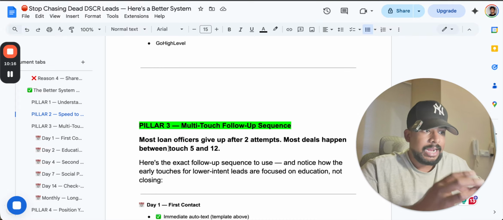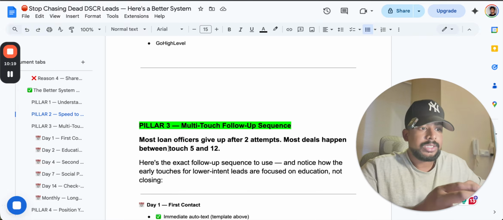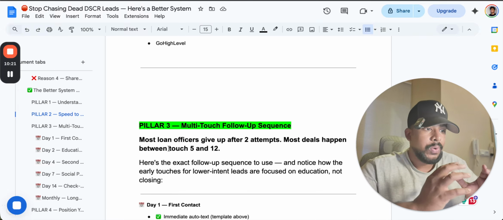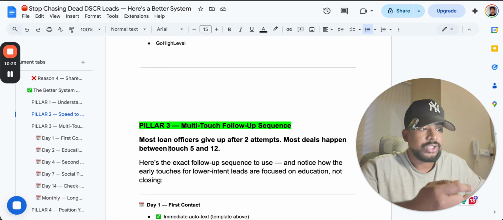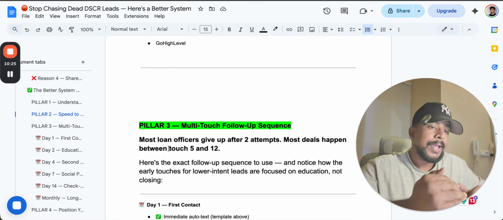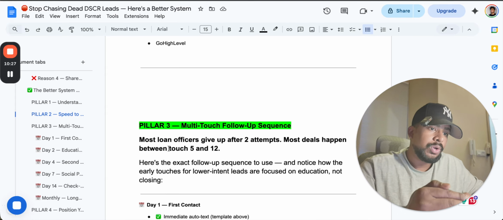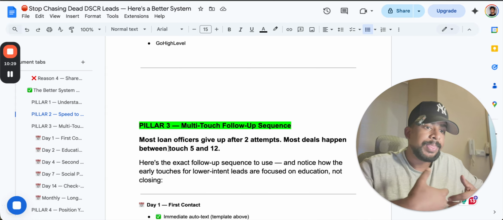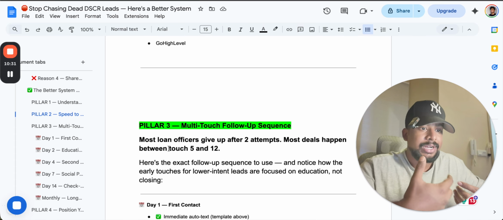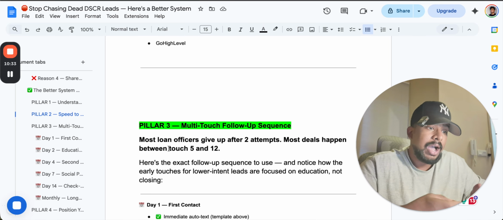So here is the exact follow-up sequence to use, and notice how the early touches for lower-intent leads are focused on education and not closing, because again, you need to give enough value to your cold audience, or cold leads, to build more trust, more credibility, more authority before you have the next call.